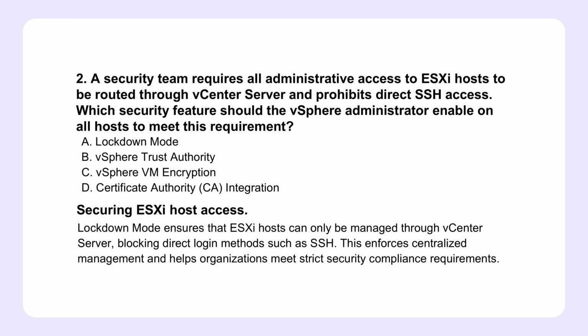Yeah. Okay, let's switch gears a bit. Security, always important. Let's say your security policy dictates that nobody can directly SSH into your ESXi hosts. All admin access must go through the central vCenter server. How do you enforce that? For that specific requirement, you'd use something called lockdown mode. When you flick that switch on an ESXi host, it basically blocks direct access methods like SSH. It forces all the administration through vCenter.